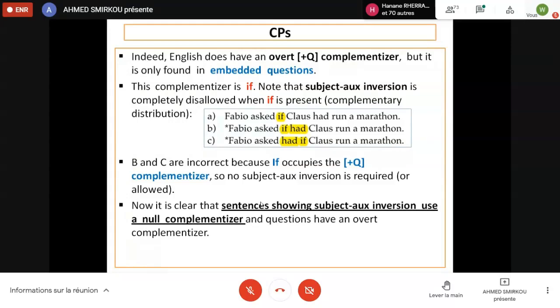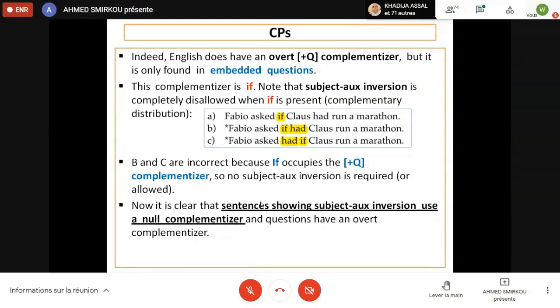Now it's clear that sentences showing subject-aux inversion use a null complementizer, and embedded questions have an overt complementizer. I'm going to summarize, then move to the last point as far as CPs are concerned. I said, in embedded clauses, there is a complementizer, for example, "I think that". In yes-or-no questions, there is a complementizer, but it is null. When you say "will you travel", based on cross-linguistic comparison, it is a complementizer, but it's null. And in embedded questions, such as "I asked if", there is a complementizer and it's overt.